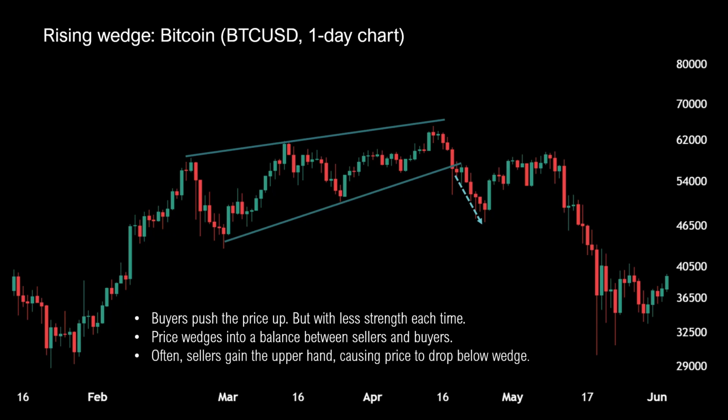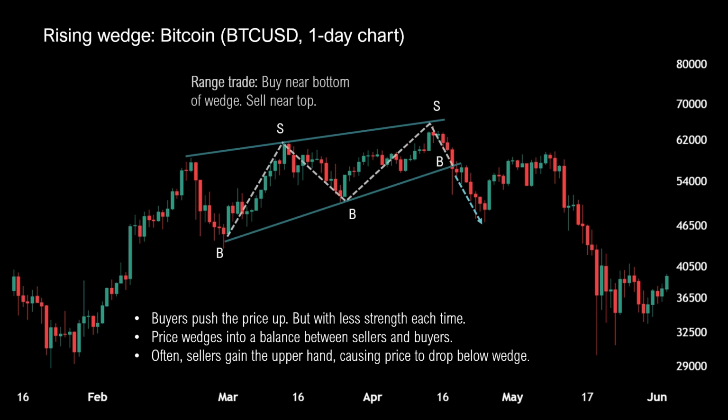And in this case, range traders would buy near the bottom of the wedge and sell or short near the top of it. And swing traders would wait for a daily candle close below the bottom of the wedge to take a short position. Notice how the price also retested the bottom of the wedge before going down. And here's another rising wedge a bit later on, and this led to an even bigger drop in the price.